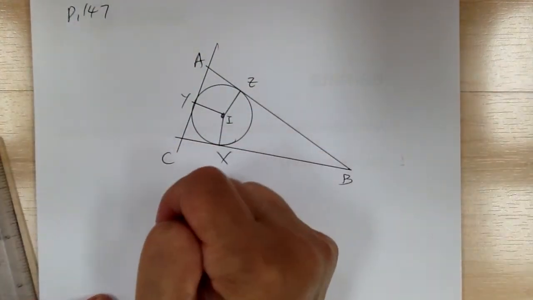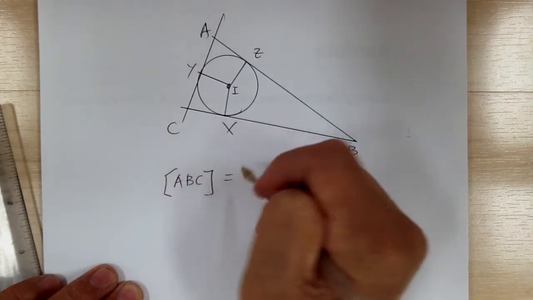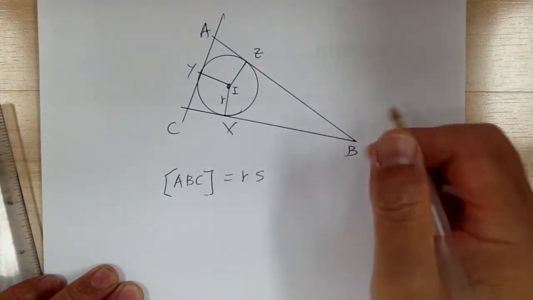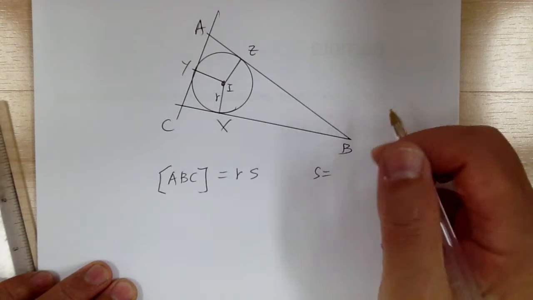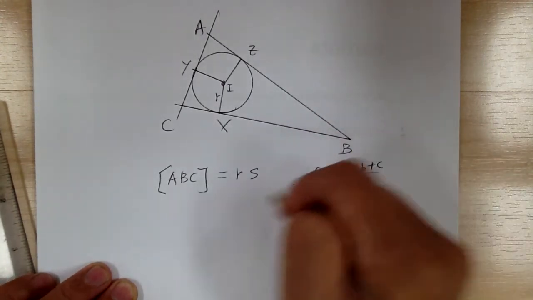In this case, the area of the triangle is equal to the radius times the semi-perimeter. Again, S is half of the perimeter, so it's going to be equal to A plus B plus C over 2.